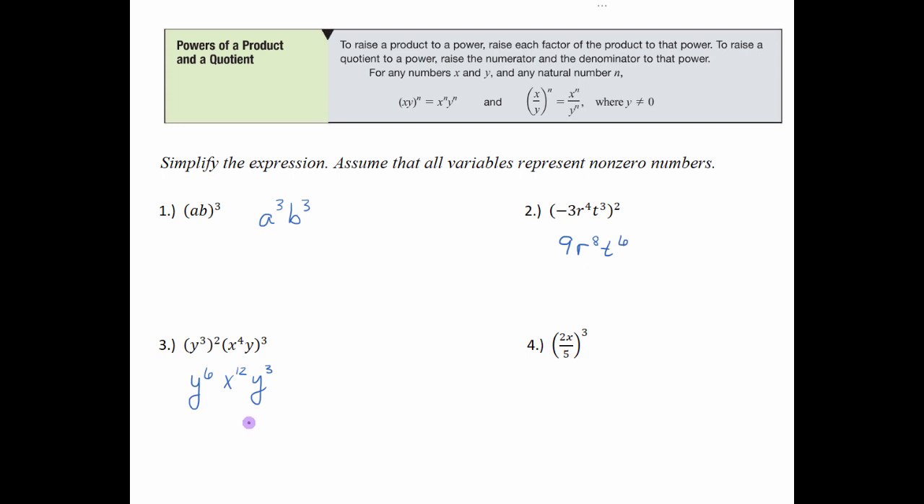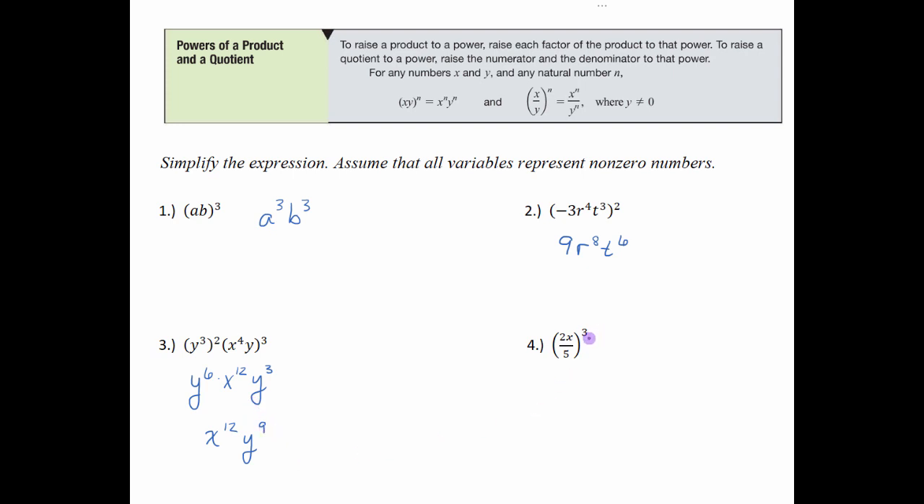How can we simplify from here? Well, I have two of these y's, so two factors that have the same base. I can go ahead and combine the exponents. So x to the 12th, y to the 6 plus 3 is 9. Okay, if you got confused on that example, remember that we have here 6 y's multiplying themselves and 3 y's multiplying themselves. So how many y's would we have altogether? We'd have 9 of them.